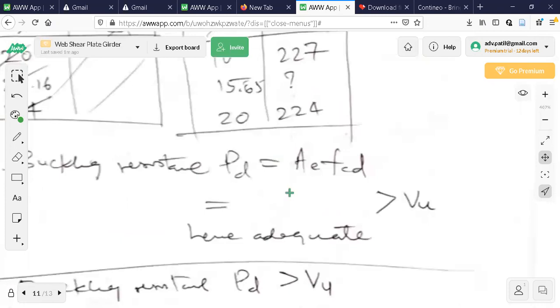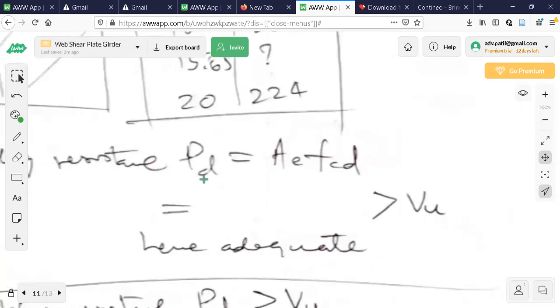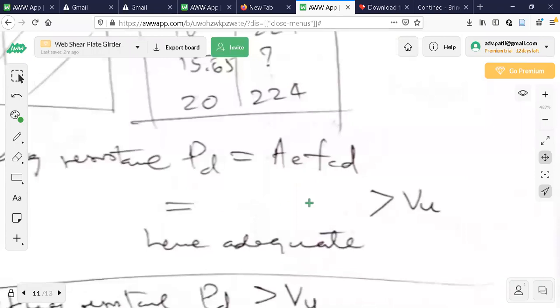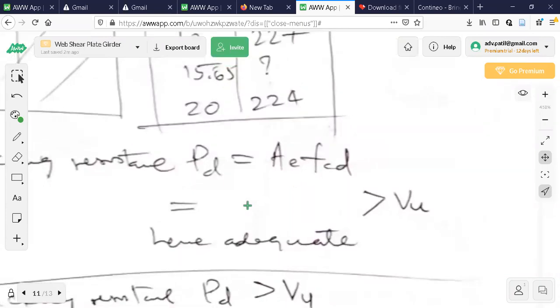Once you find fcd here, Pd you can calculate, which is Ae into fcd. What is this Ae? Total area of that plus, 1660 something like that. You put it here, and fcd you calculate. Find out this value. It will be more than Vu. Earlier it was not more than Vu, it was less. Because of the stiffeners, we are able to increase the load carrying capacity or shear resistance of the member.